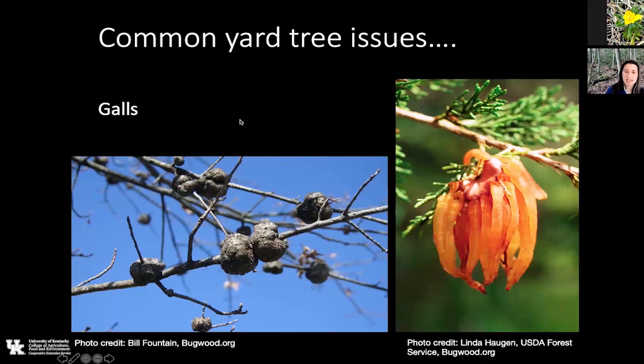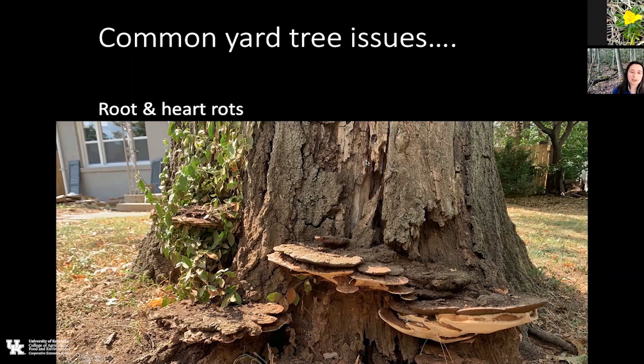Another really common issue that I see are various root and heart rots. So this is a photo of a tree. I was doing a street tree inventory in town and came across this one and couldn't resist taking a picture of it because you can see these big fruiting bodies, these big conks, big mushrooms coming out of the base of that tree. You can see that this wood here is exposed and it's been digested. That wood is being rotted by that fungus that's eating that.